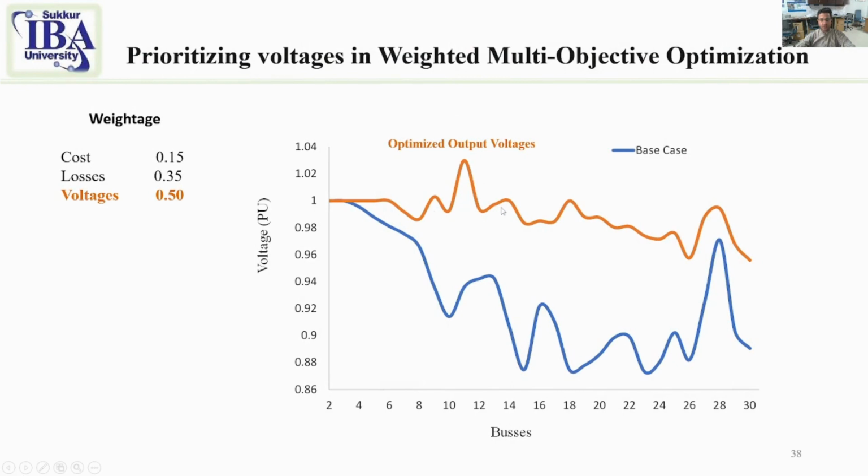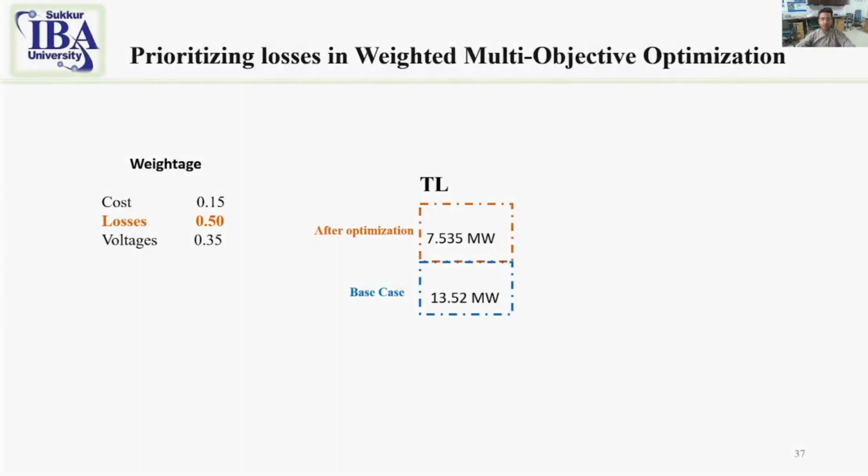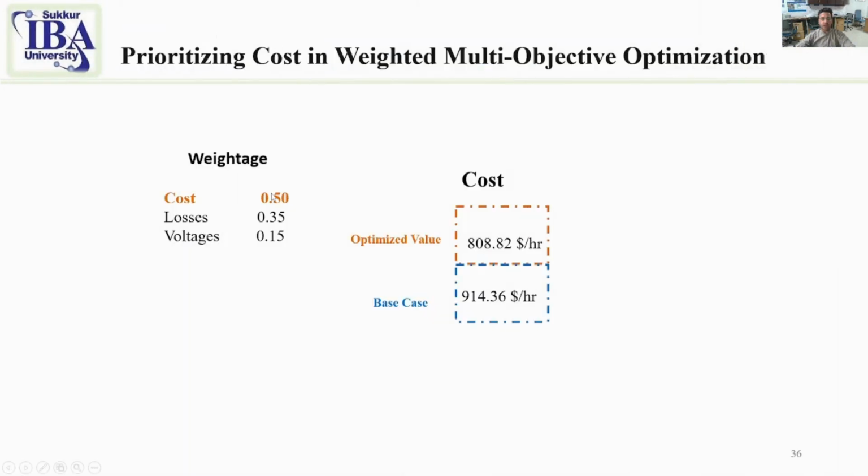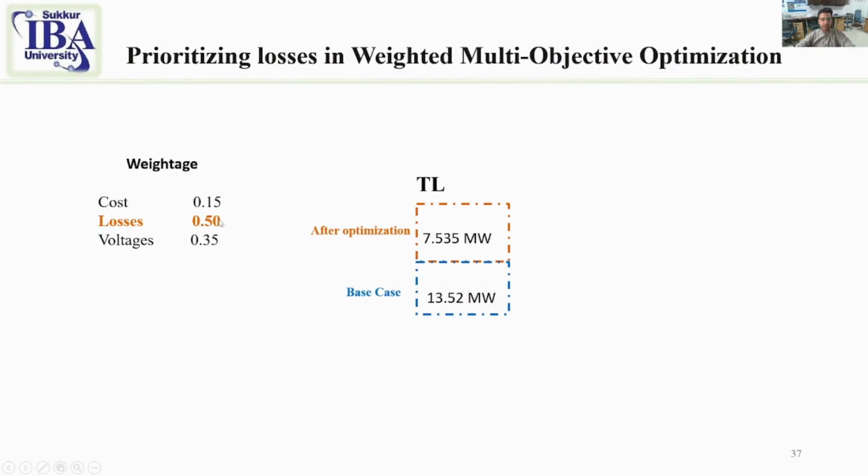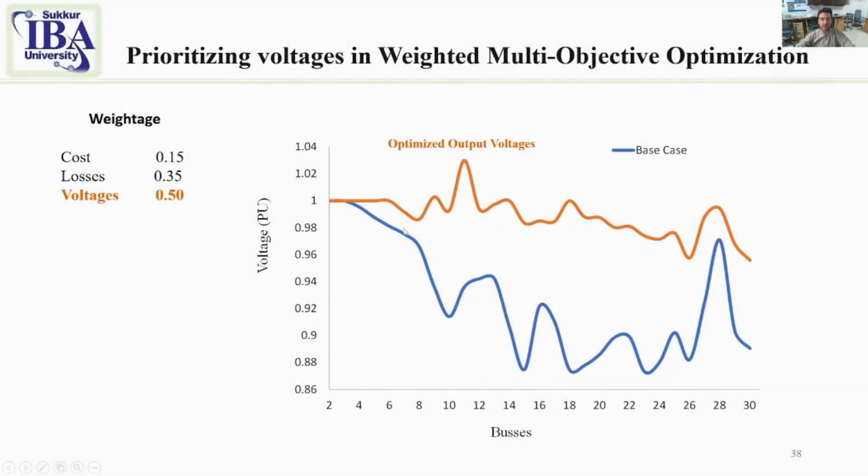So these voltages are much more improved than the previous cases. You can see here in the figure. Actually we give the weightage to the voltages here. 0.5 means 50% weightage to the voltages. Now we gave the command that we need voltages to be improved more for our power system. So first of all, what we did, we prioritized the cost, and it actually gives the best optimized value, and then we prioritize the losses, and then the voltages.